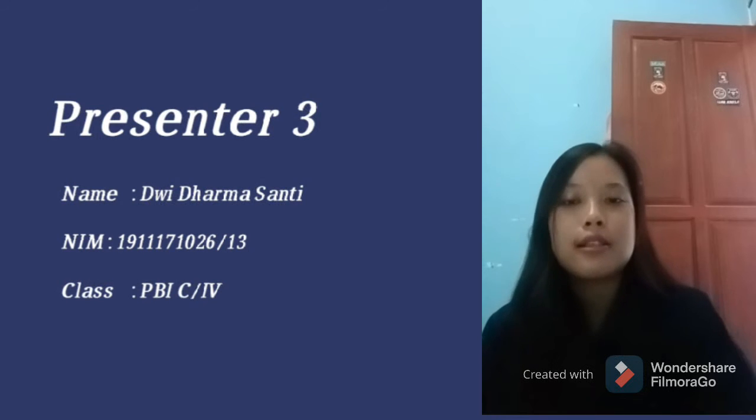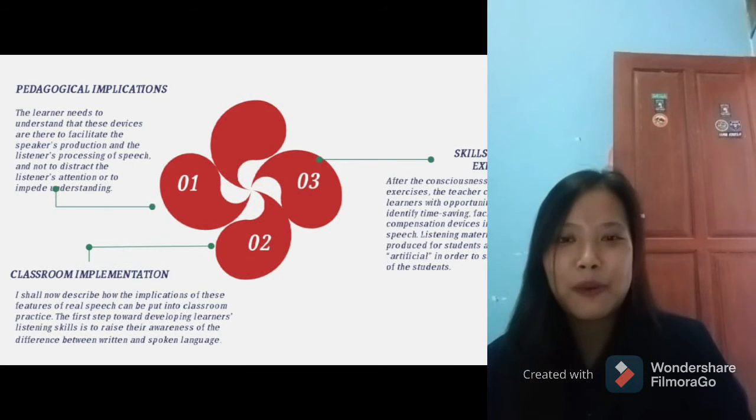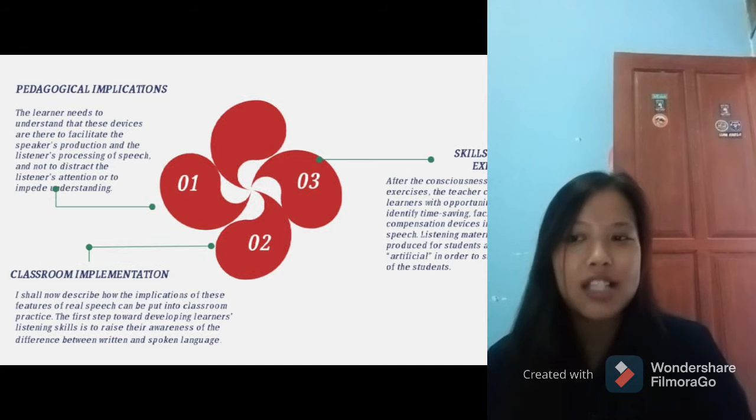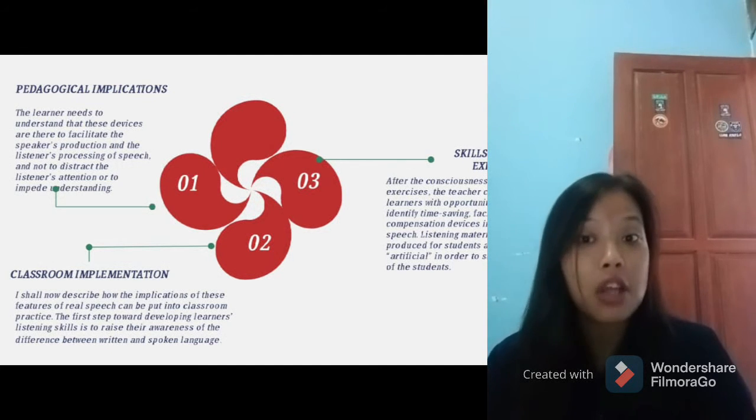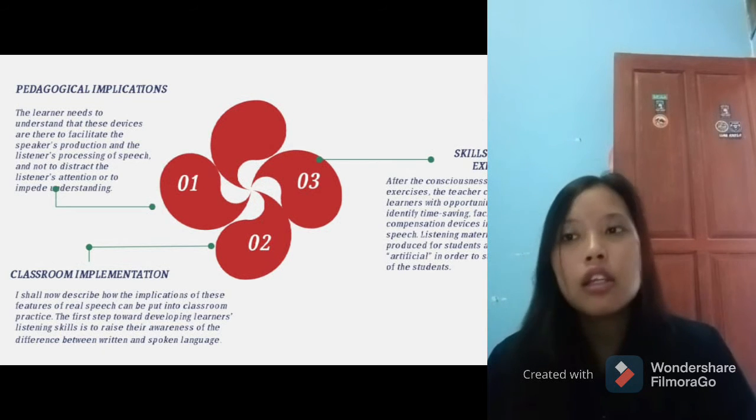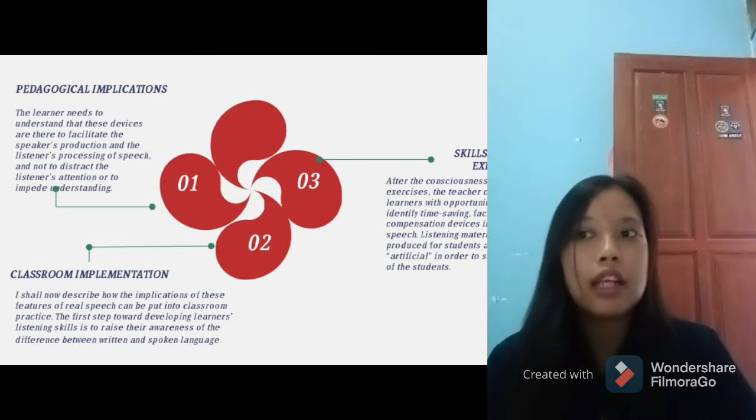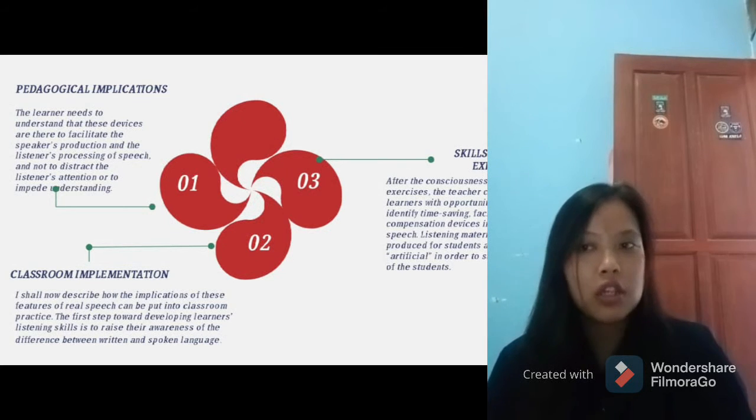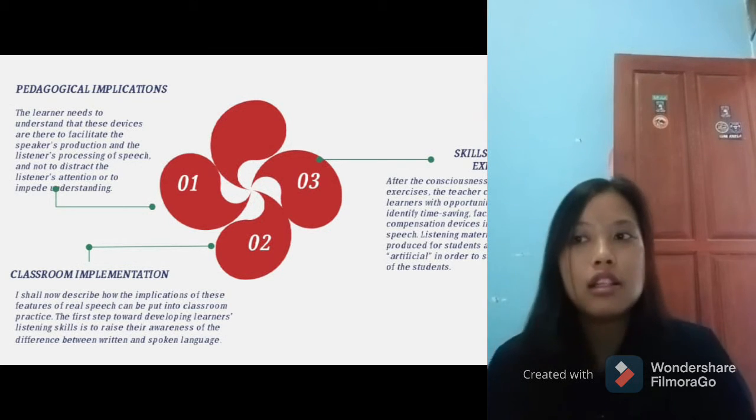Okay, first I want to explain about pedagogical implications, classroom implementations, and skill enabling exercises. Pedagogical implications. Learners need to understand that these devices are there to facilitate the speaker's production and the listener's processing of speech, and not to distract the listener's attention or to impede understanding.